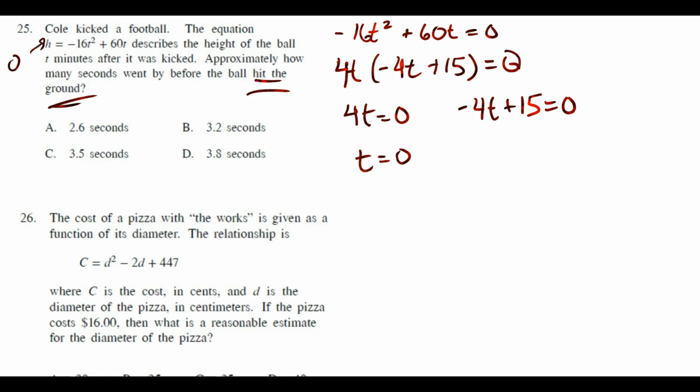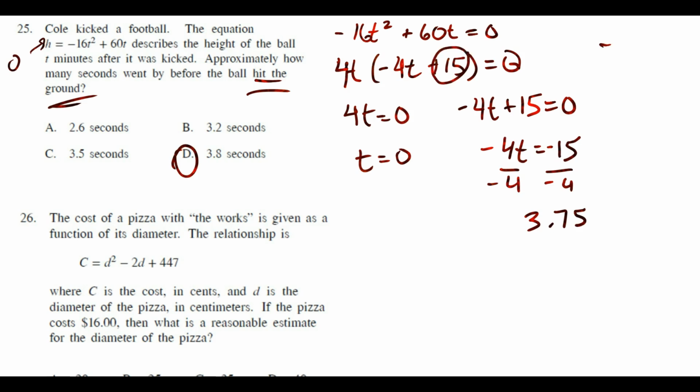And then we come over here, we solve, we subtract 15, we get negative 4t is equal to negative 15, divided by negative 4, and we get 3.75, which is 3.8 seconds. Remember the shortcut? When you have this, take the opposite of this and divide it by this. Same thing we got right here.